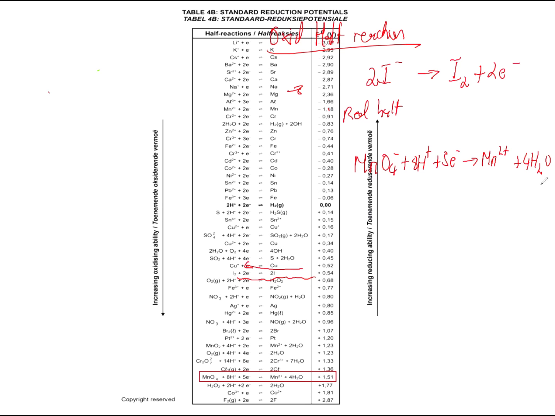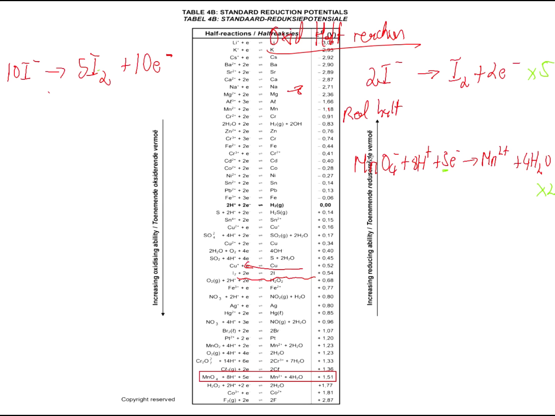We see a 2 here, that means we're going to multiply everything by 2. We see a 5 here, that means here we're going to multiply everything by 5. If we multiply everything by 5 here, we end up with 5 times 2, that's 10 I minus, to give us 5 I2, and then 10 e minus. So that becomes our oxidation half.